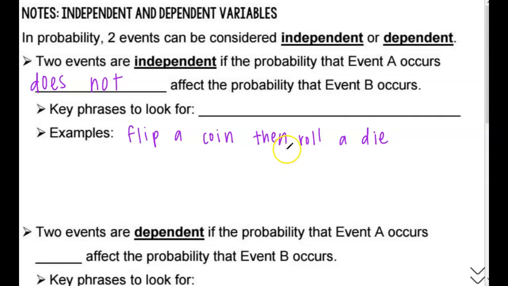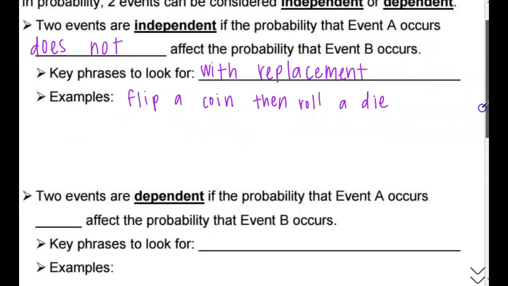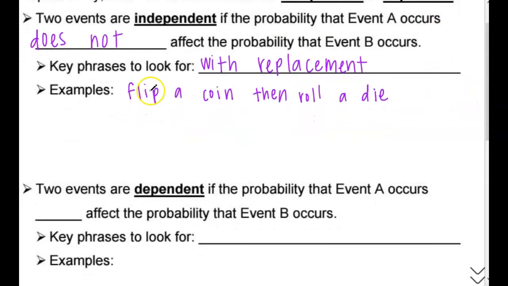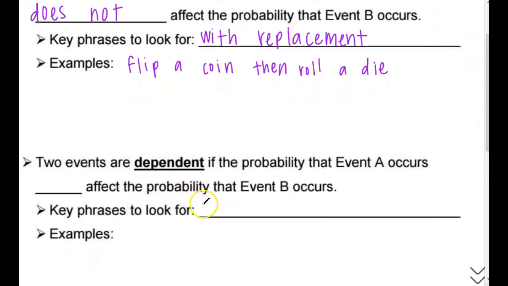Okay. Another event is drawing a card and keeping it. So this is with replacement. What does that mean? That means you put it back. With replacement means you put the card back or the marble back. Sometimes they do a bag of marbles. And so if you put it back, then you're not changing the probability. Okay? It's independent. So if independent events are with replacement, what do you think dependent events are? Yeah. Without replacement.